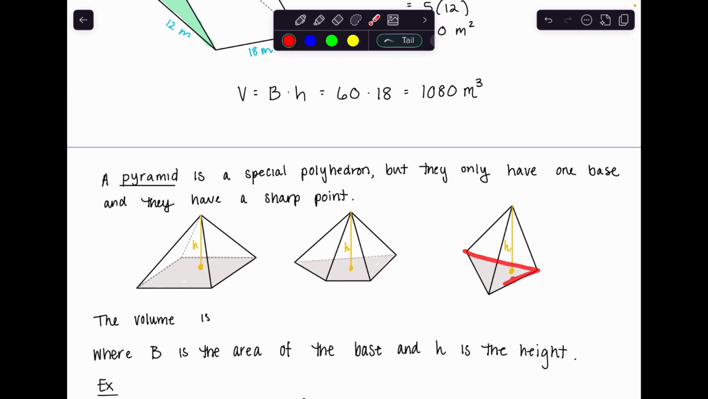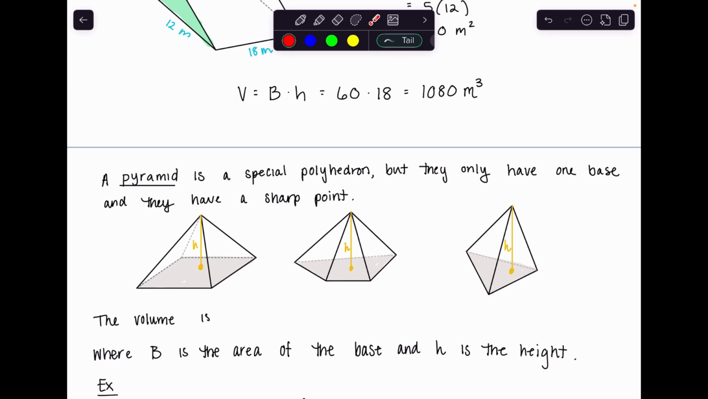Same thing here, my base is triangular. I have a height, which is the distance from that base to that sharp point, and then I form my shape by going and connecting that sharp point to every single vertex on the bottom.